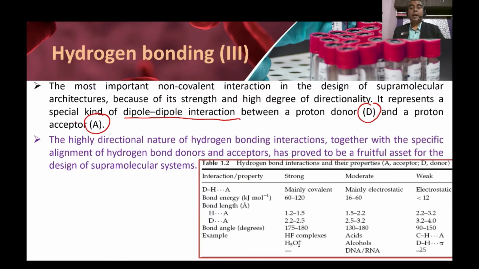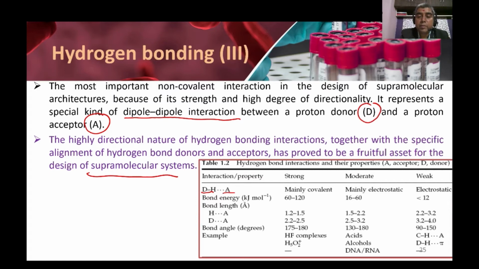The highly directional nature of hydrogen bonding interaction, together with specific alignment of hydrogen bond donors and acceptors, has proved to be a fruitful asset for the design of supramolecular systems. So in table 1.2, the hydrogen bond interactions and their properties are given.